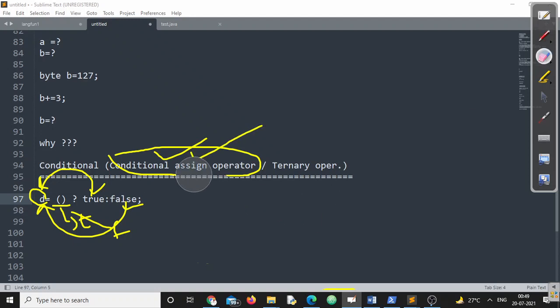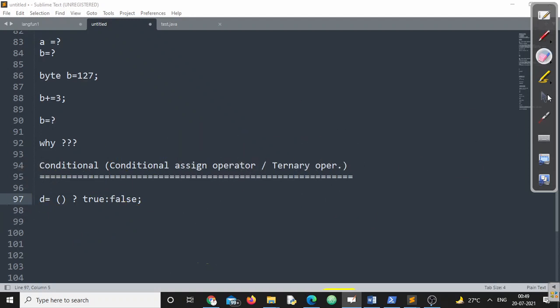Why is it called the ternary operator? Can you just cross check? Ternary operator means how many operands do I require? Operand number 1, operand number 2, and operand number 3. So 3 operands I do require, right? That's why we can call this the ternary operator. Remember, this is an assignment operator only. So let us go for an example.